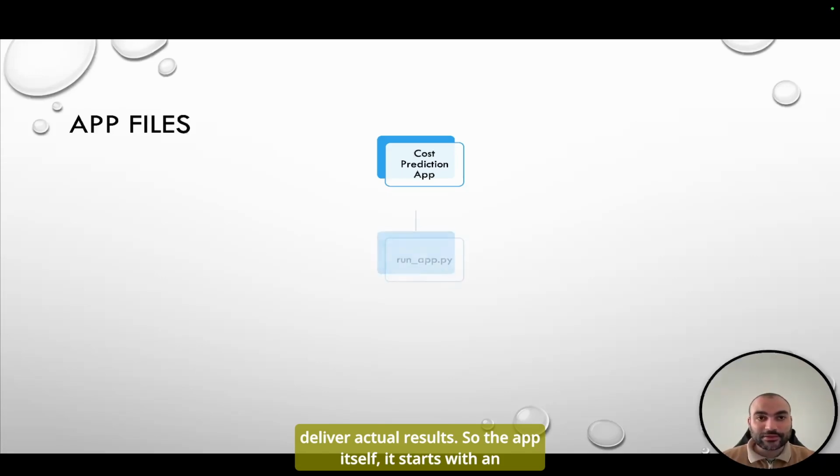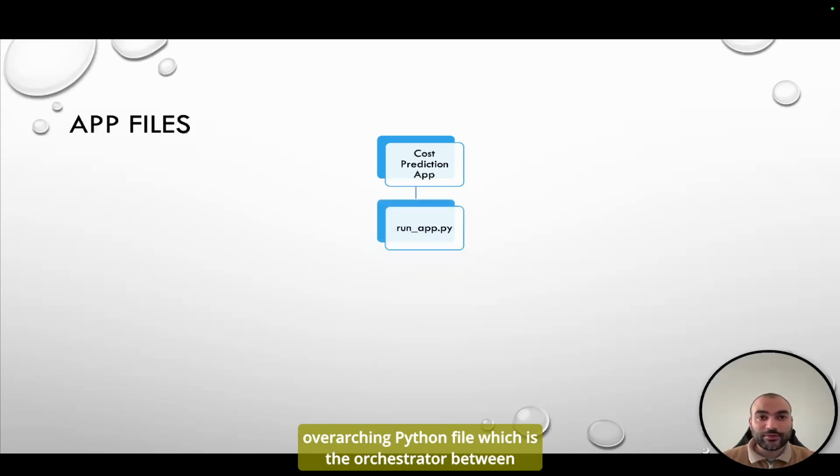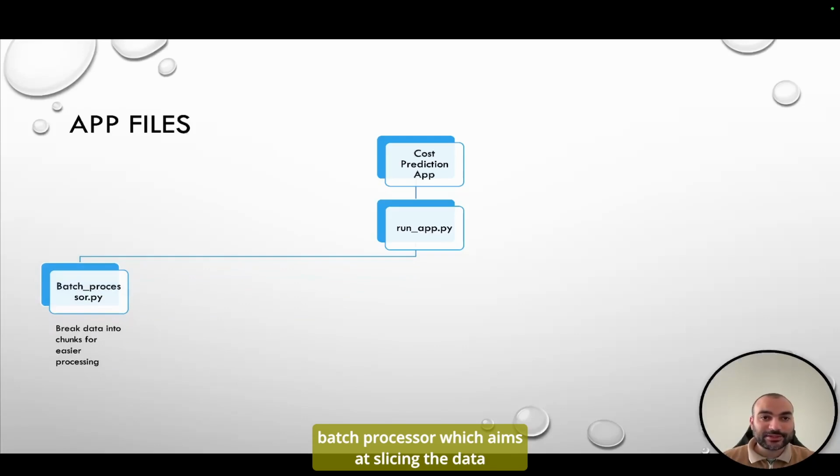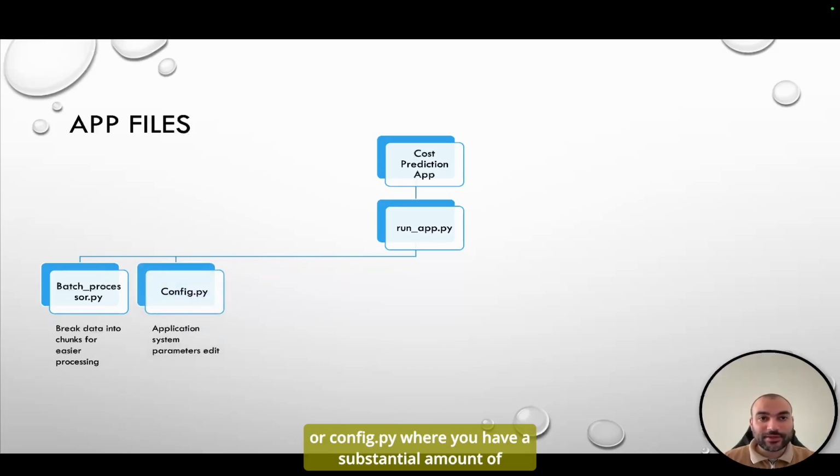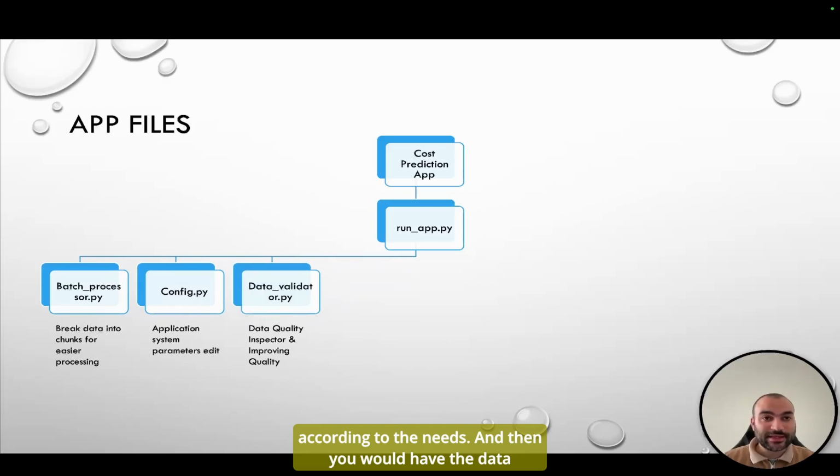So the app itself starts with an overarching Python file, which is the orchestrator between a substantial amount of other Python files. The first one is the batch processor, which aims at slicing the data into chunks that can be managed by the machine learning model itself, and then the configuration or config.py, where you have a substantial amount of hyperparameters that you can change and tweak according to the needs. And then you would have the data validator, which inspects the data and its quality, and it helps to improve the quality of the imported training data.